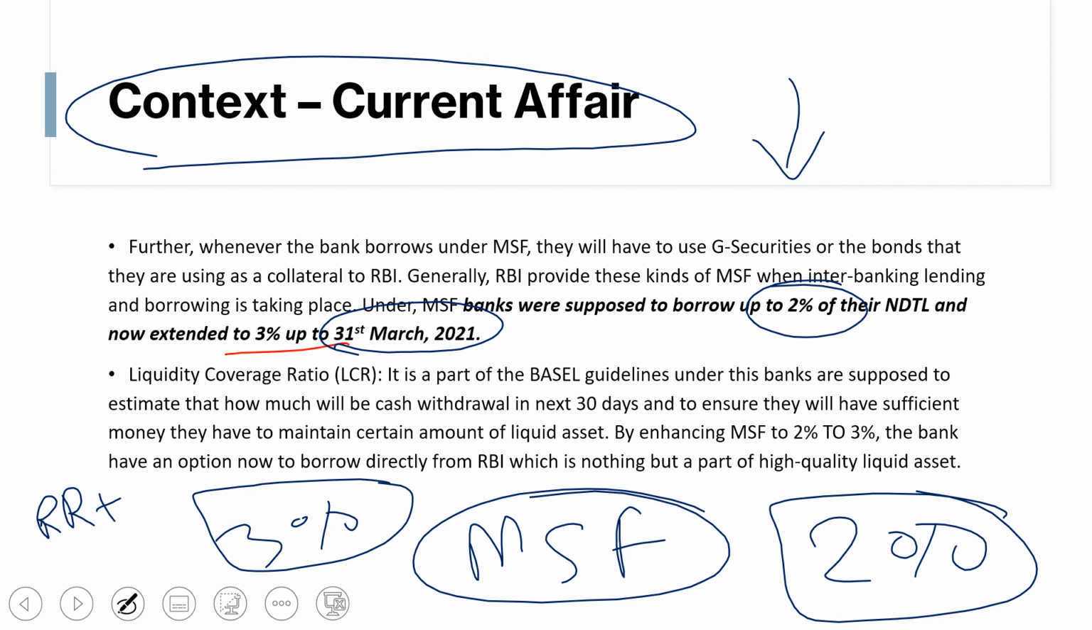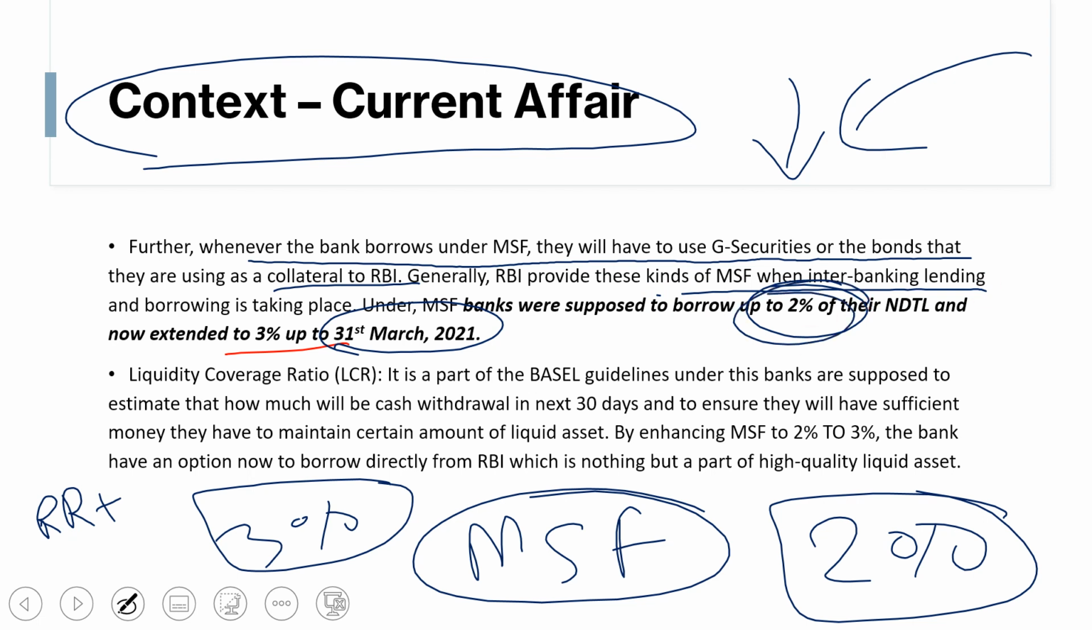So further in this slide, whenever the bank borrows under MSF, they will have to use G-securities or bonds. In return, if the bank is borrowing, they have to provide some asset as security, so the bank will provide G-securities as collateral to the RBI. Generally RBI provides MSF when interbank lending and borrowing is taking place. Under this MSF, earlier, as I explained, it was up to 2%. Now it has been extended to 3% till March 2021.